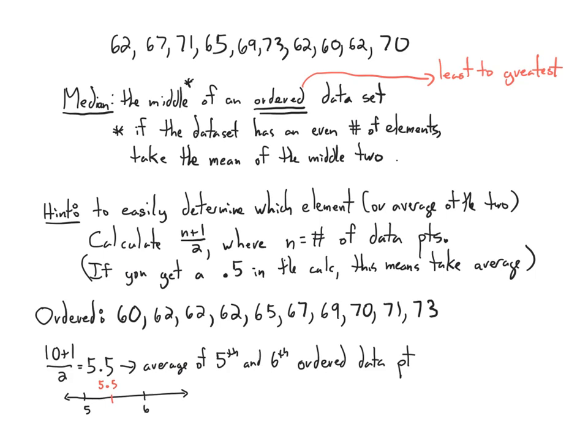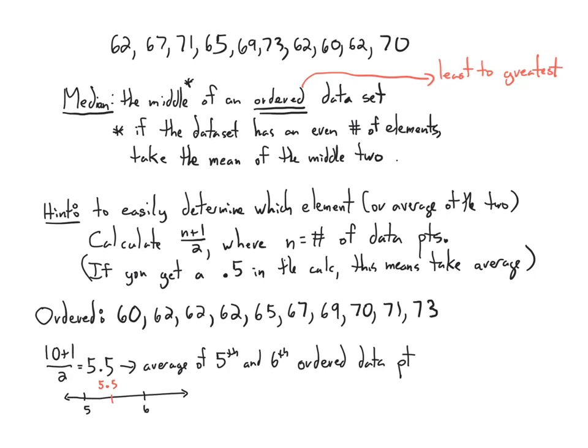So I think it's kind of easy to see that if a data set has an even number of elements, well, there's no element in the middle, so we'll want to take the average of the two that are in the middle.